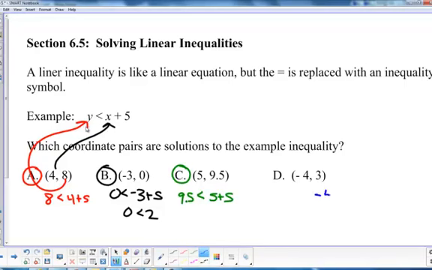And then negative 4 plus 5, is that greater than 3? So for all of these, I'm plugging this in for the x, this in for the y, and checking to see if that inequality is true. So 3 is not less than 1, so that is not a solution.